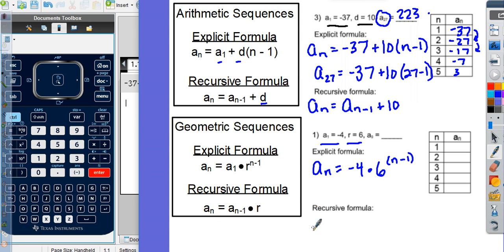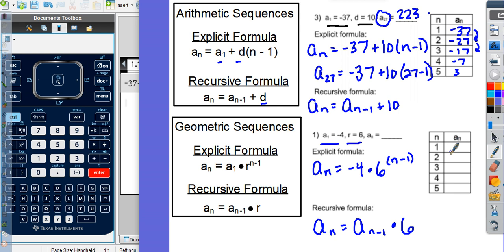The recursive formula, the only thing that really matters in this recursive formula is going to be this R at the end. That's the most important thing. So A sub N equals A sub N minus 1 times, and then what was R? R was 6. That's my recursive formula.